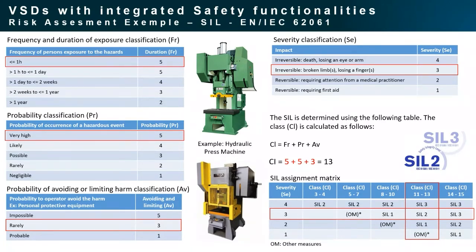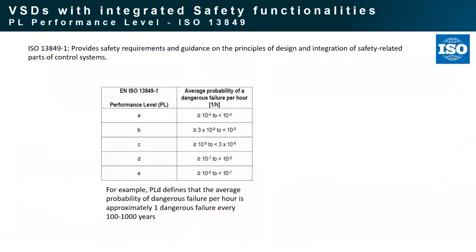And so this machine, in the end, must comply with this safety integrity level number 2, and the components used in this machine also must comply with this safety level. Additionally, we will also evaluate the ISO 13849. This is another standard that provides safety requirements and guidance on the principles of design and integration of safety-related parts of the control system.